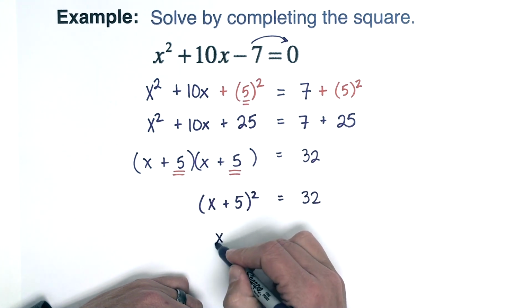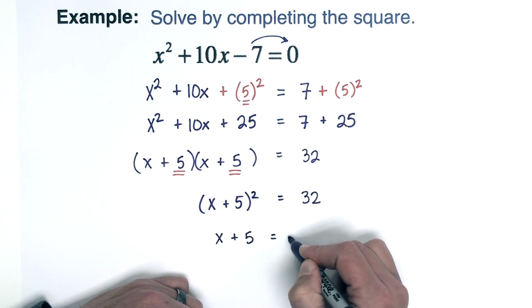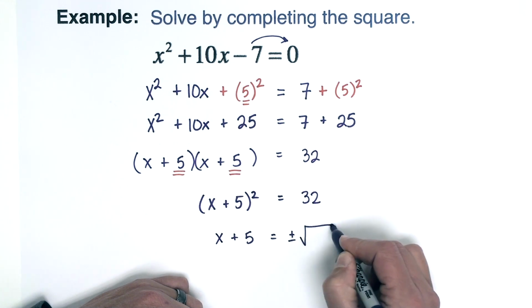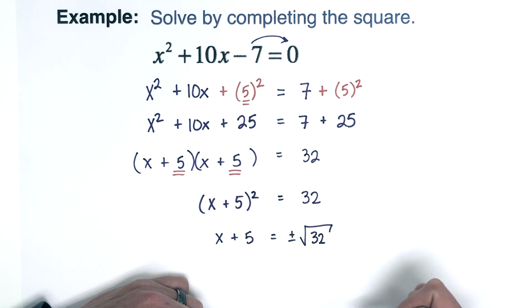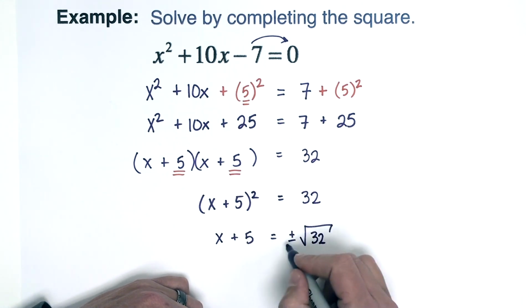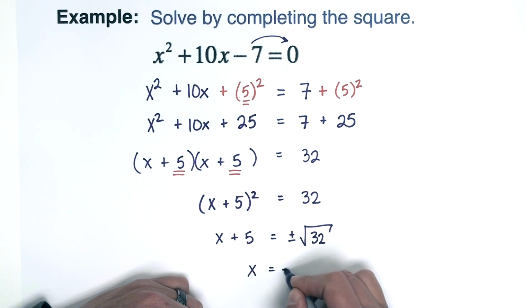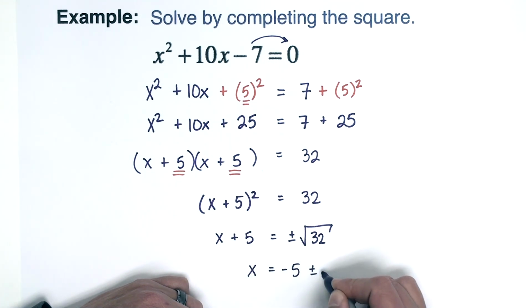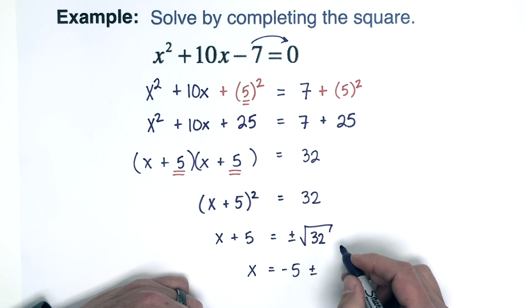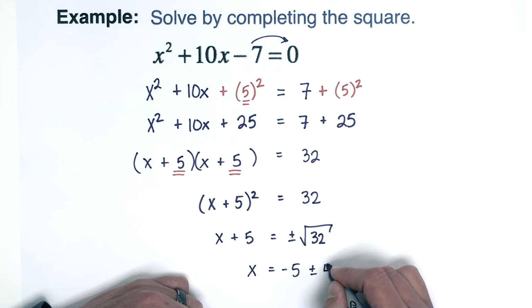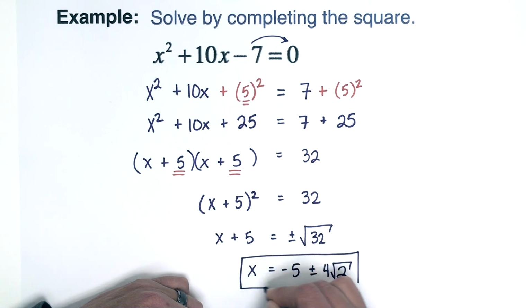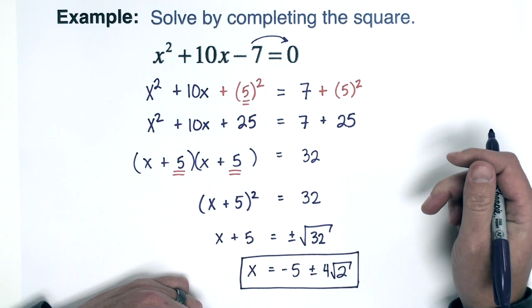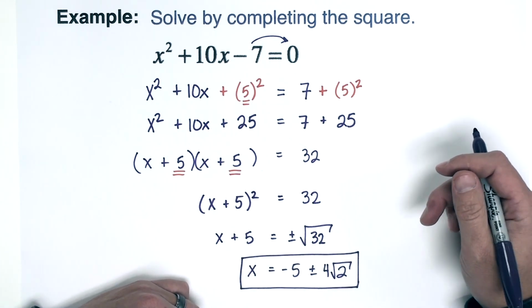Square root both sides, so x plus 5 equals plus or minus square root of 32. And then move the 5 over, so x equals negative 5 plus or minus, and 32 is 16 times 2, so we get 4 square root 2. And that's completing the square.